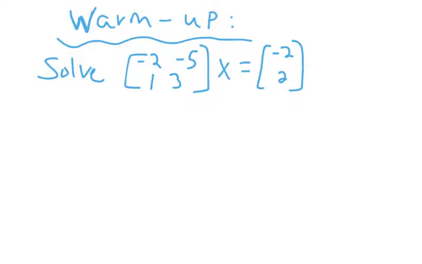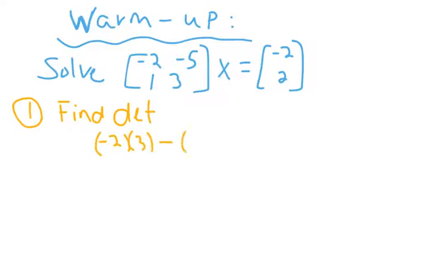So the first step for this problem is find your determinant. Remember, finding a determinant is multiplying your a and your d, and subtracting your b and c. So our determinant is negative 2 times 3 minus negative 5 times 1. So our determinant is negative 6 minus a negative 5, or plus 5, which equals negative 1.